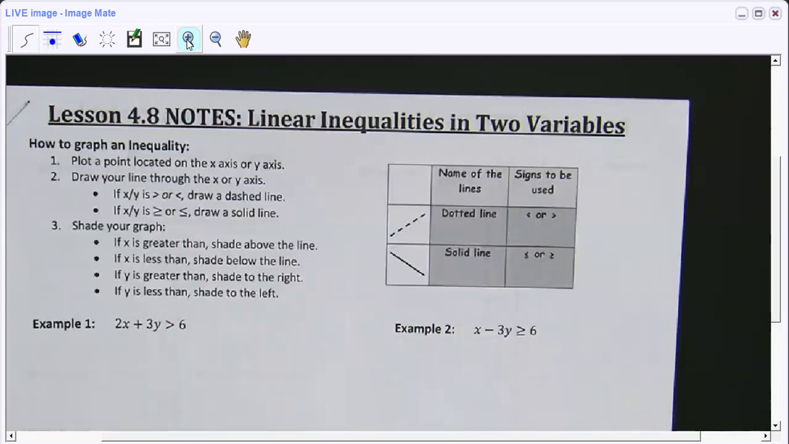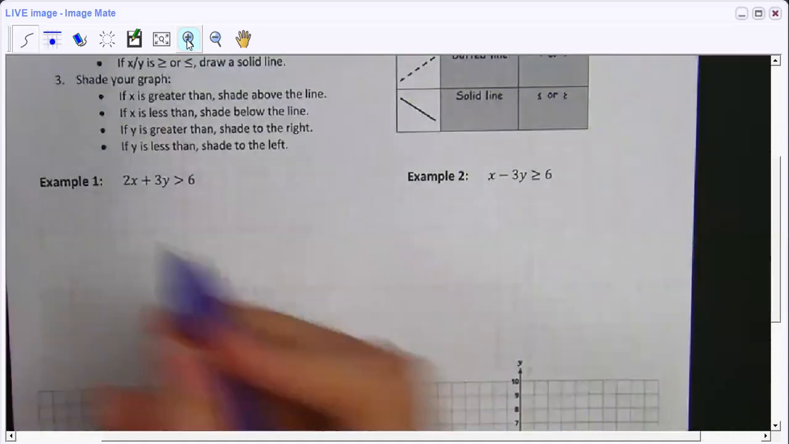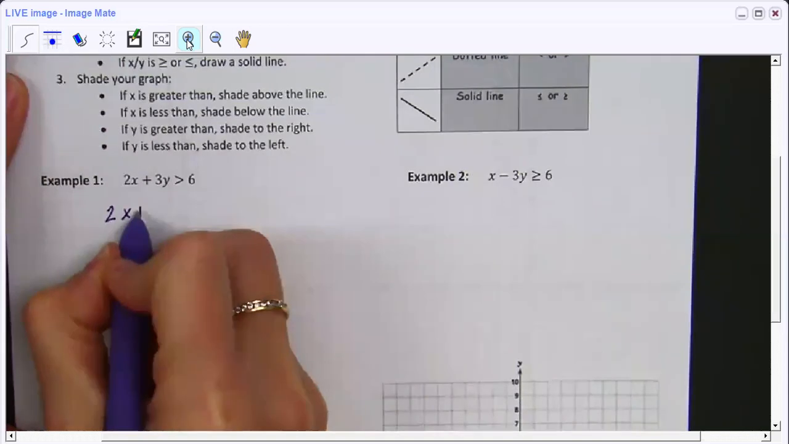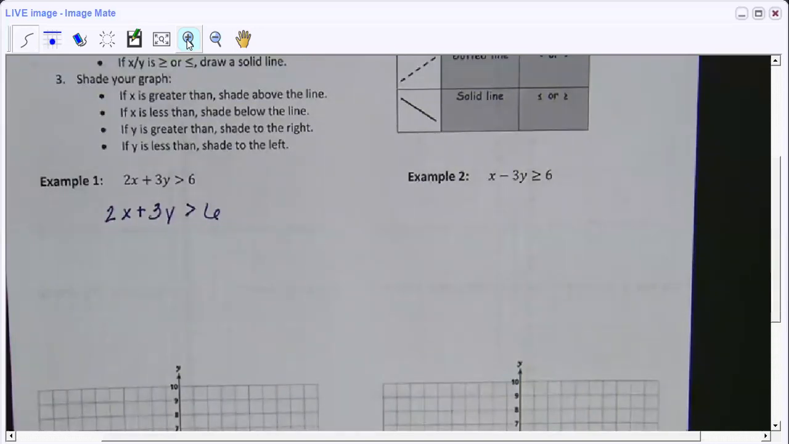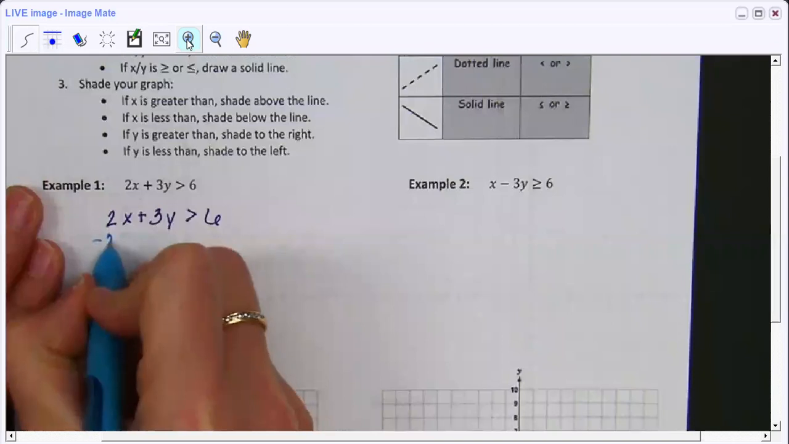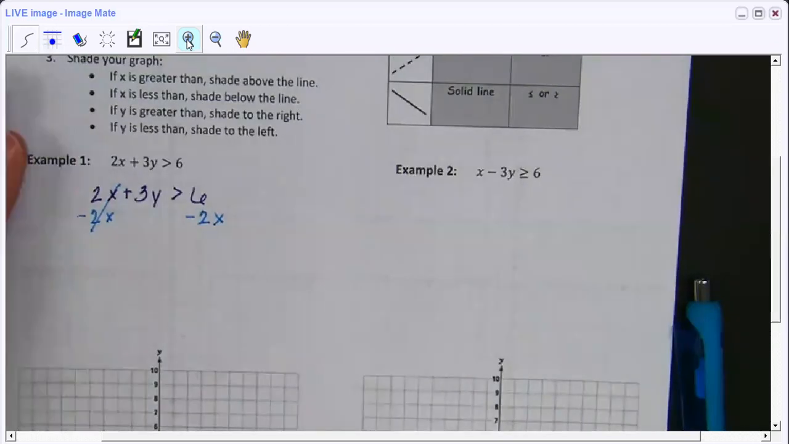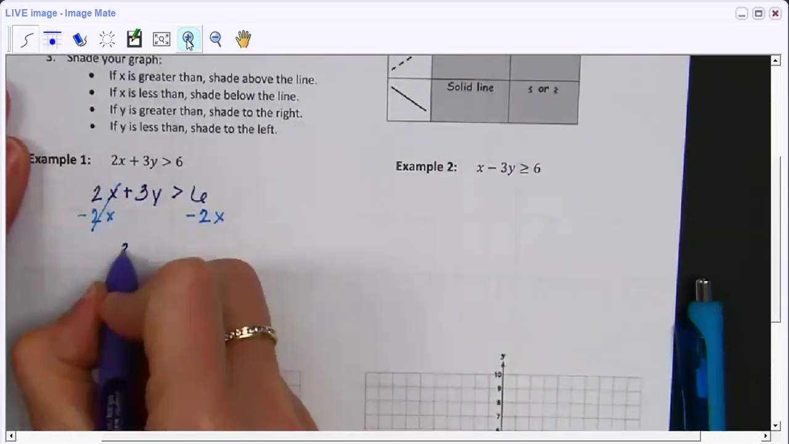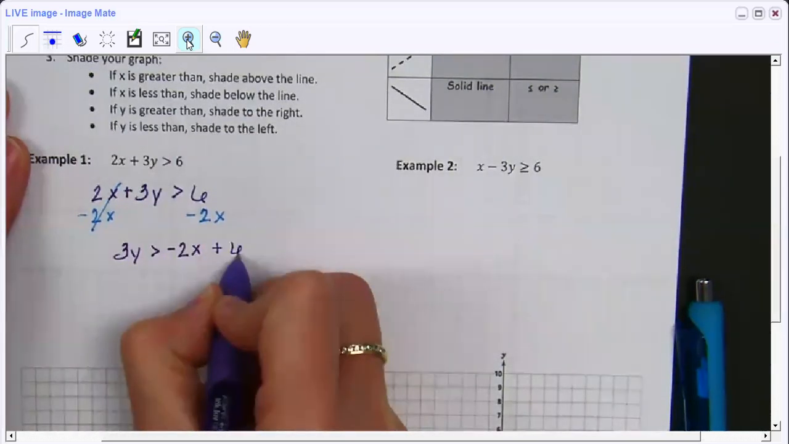Okay. So the first thing that we're going to do with example 1 is we are going to rearrange this inequality into slope-intercept form. So I'm going to rewrite this here. Remember, we're trying to isolate that y, right? And so the first thing that I'm going to do is subtract 2x on both sides. Okay. And I end up with 3y is greater than negative 2x plus 6.